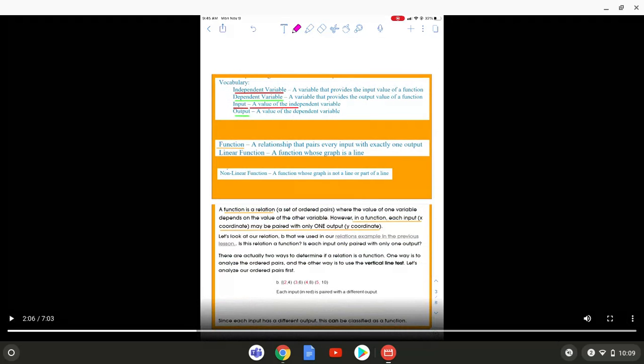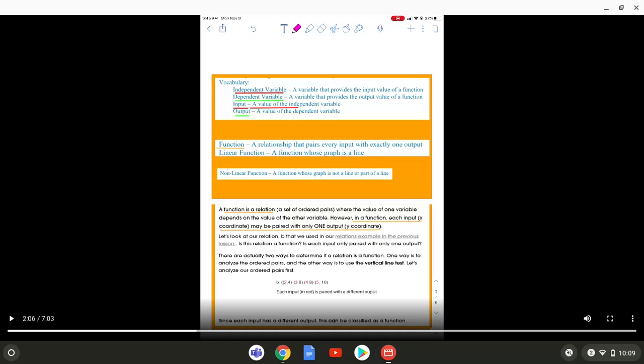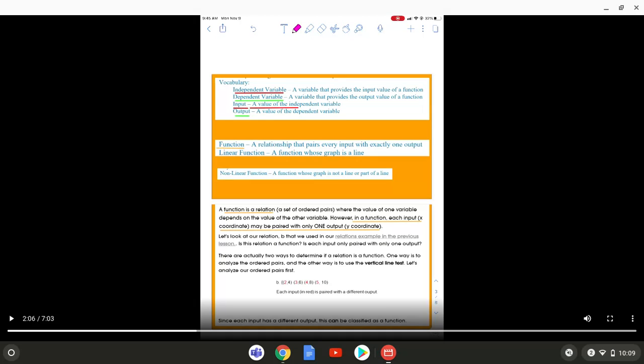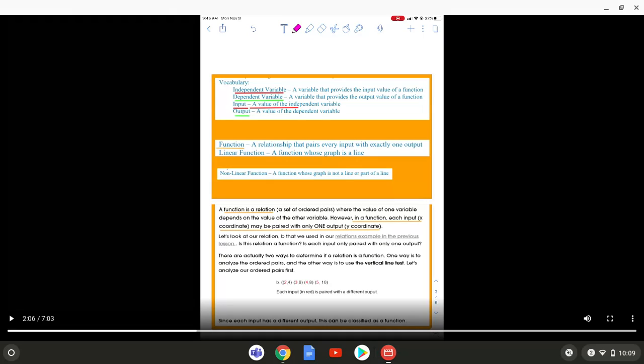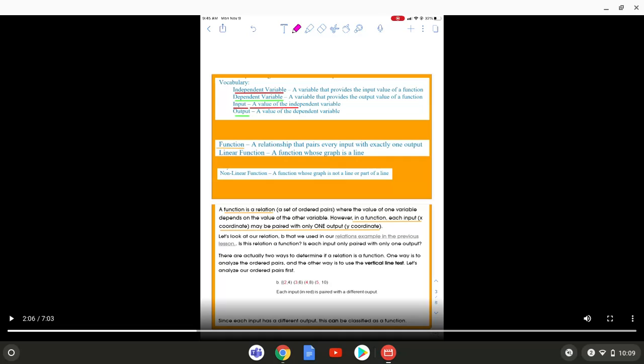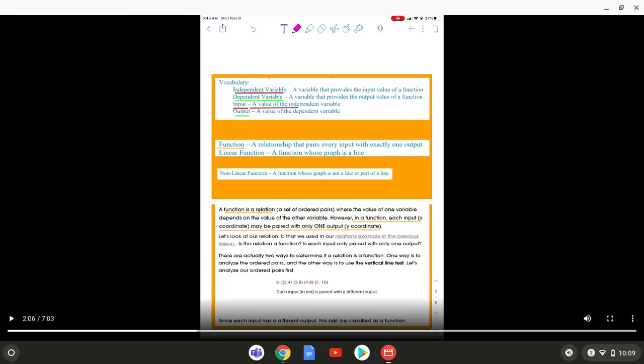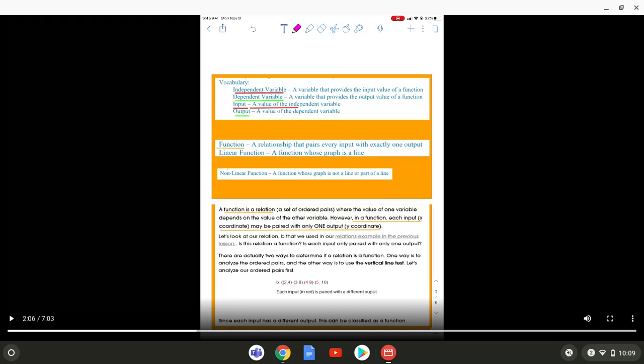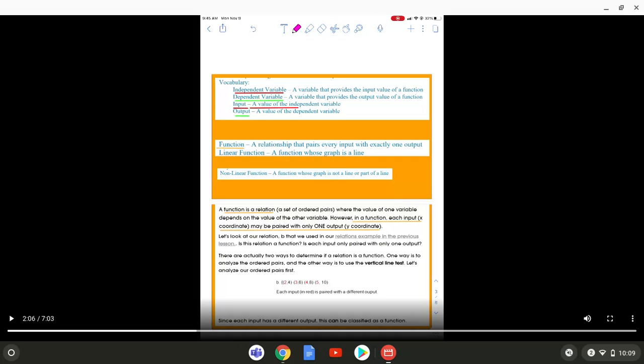So let's talk about the terms independent variable and dependent variable. Independent variables are your input values for your functions, and dependents are the output. Like if I were to put $1 in a vending machine and then get a candy bar out, the dollar would be my independent variable, and the chocolate bar would be my dependent variable, because what comes out of that vending machine is dependent on what goes into that vending machine.